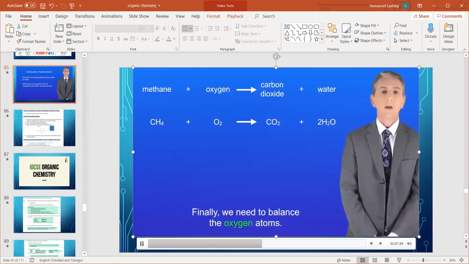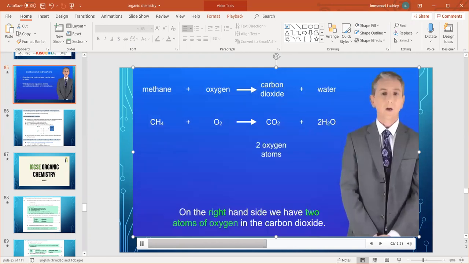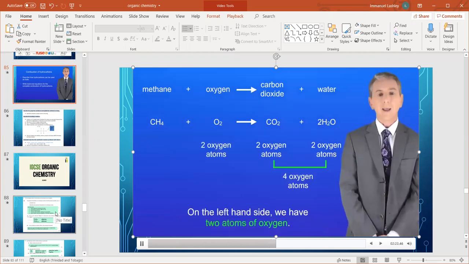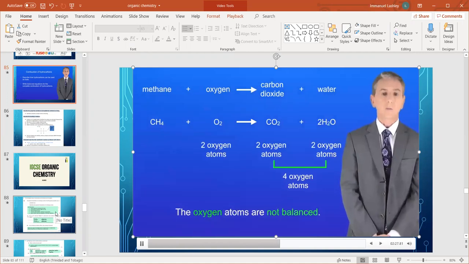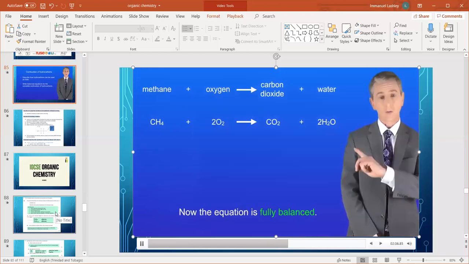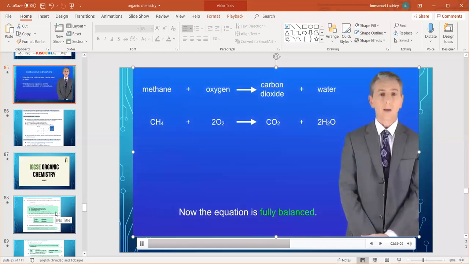Finally, we need to balance the oxygen atoms. On the right-hand side, we've got 2 atoms of oxygen in the carbon dioxide. We've also got 2 atoms of oxygen in the water. So that means that we've got 4 atoms of oxygen in total on the right-hand side. On the left-hand side, we've got 2 atoms of oxygen. So as you can see, the oxygen atoms are not balanced. We need to get 4 oxygen atoms on the left-hand side. And to do that, we place a large 2 in front of the O2 like this. And now the equation is fully balanced.